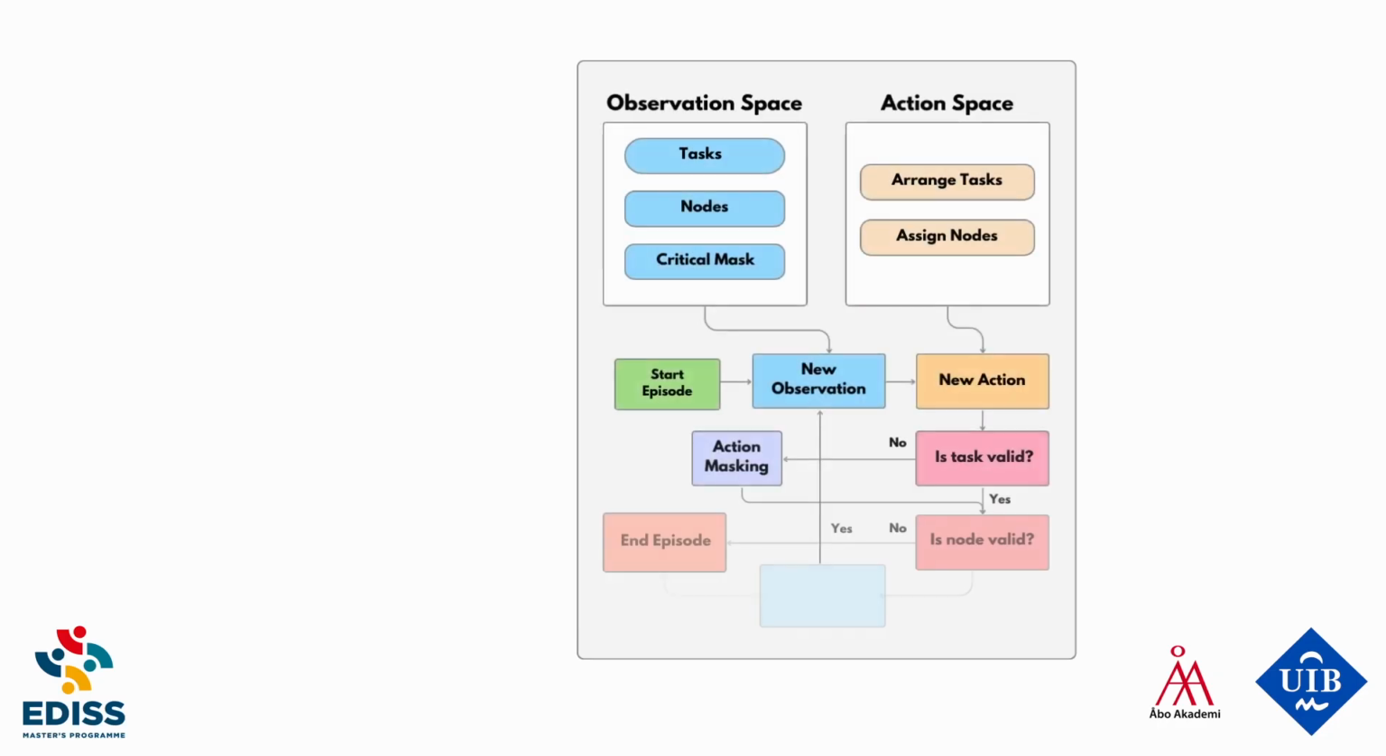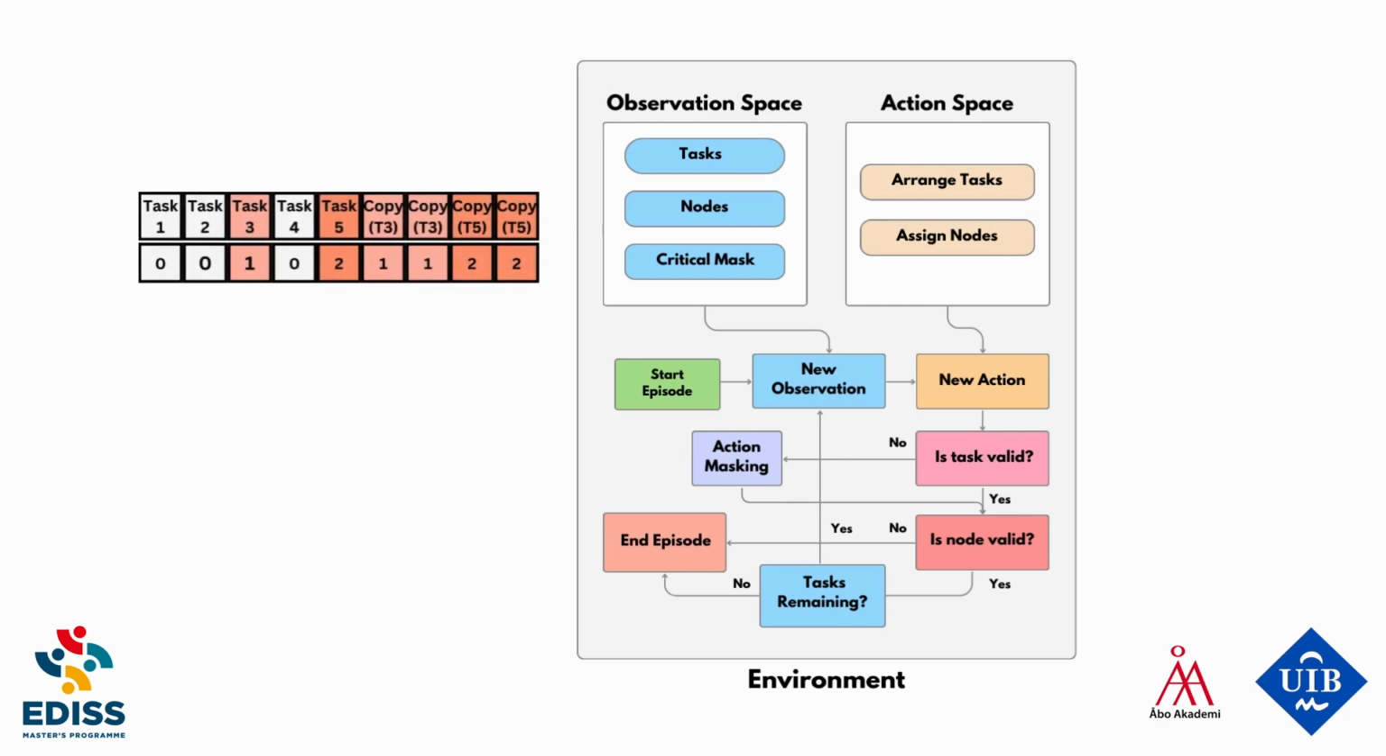The components of our reinforcement learning model are shown in this figure. In observation space, we have the tasks, the nodes, and the critical masks for the critical tasks. Whenever we start an episode, we take a new observation and a random action. If the task is valid, we then check if the node is valid, that is, if the task can be allocated to a given node. If it's not possible, we end the episode.